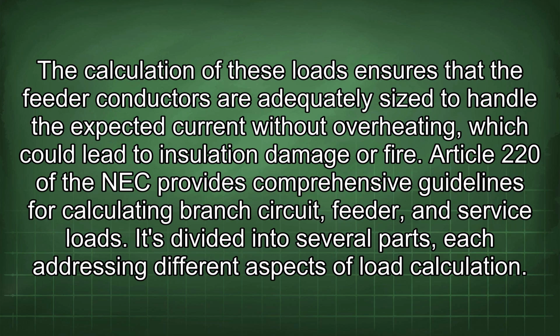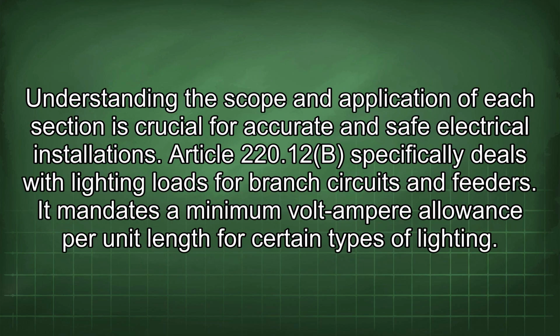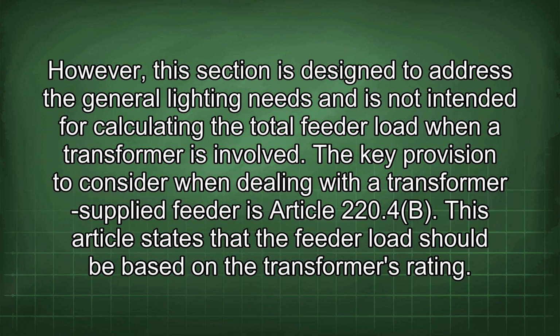Article 220 of the NEC provides comprehensive guidelines for calculating branch circuit, feeder, and service loads. It's divided into several parts, each addressing different aspects of load calculation. Understanding the scope and application of each section is crucial for accurate and safe electrical installations. Article 220.12b specifically deals with lighting loads for branch circuits and feeders. It mandates a minimum volt-ampere allowance per unit length for certain types of lighting. However, this section is designed to address the general lighting needs and is not intended for calculating the total feeder load when a transformer is involved.